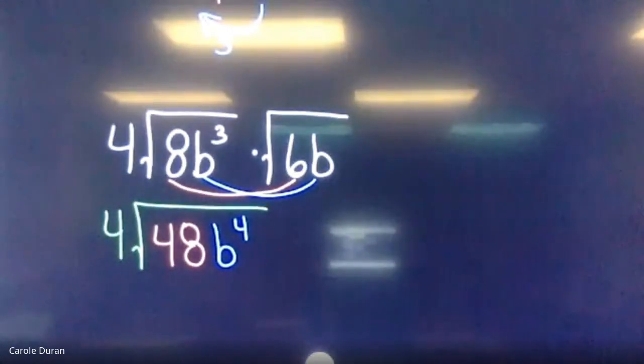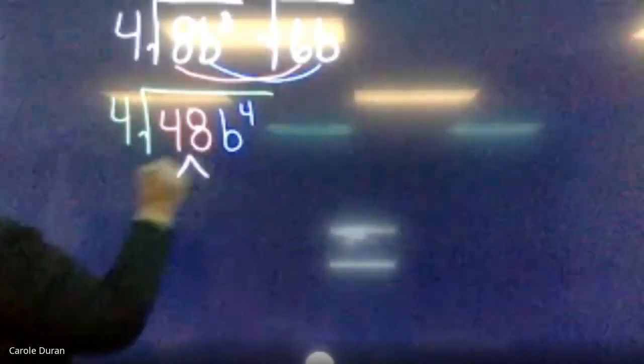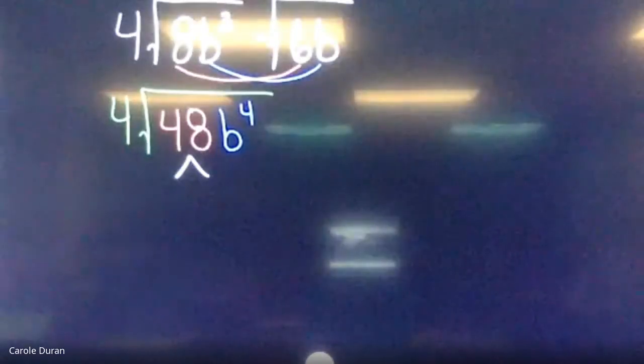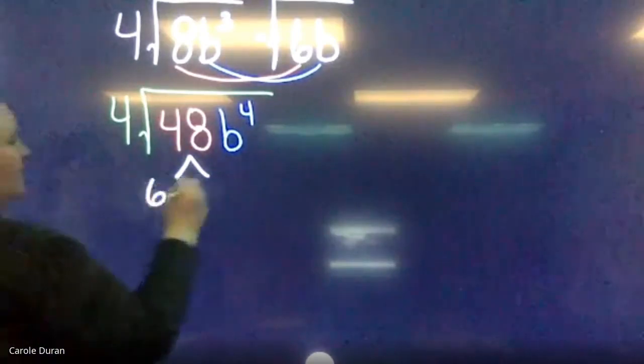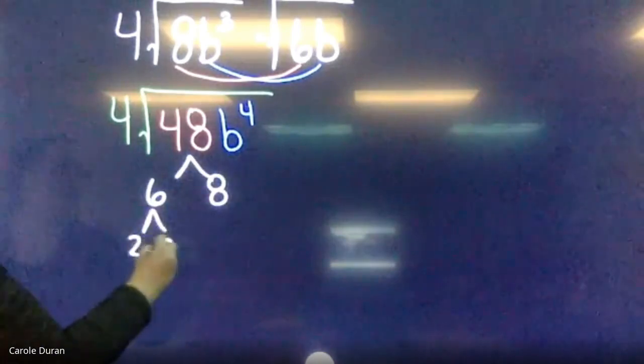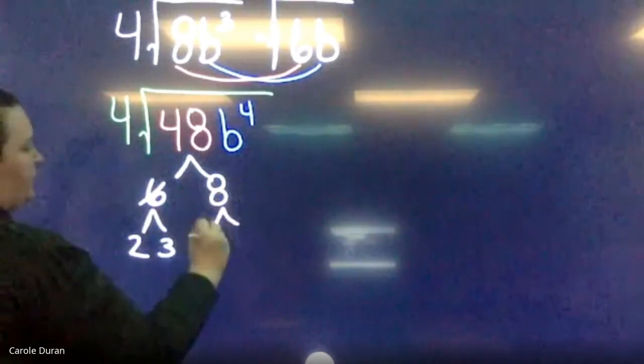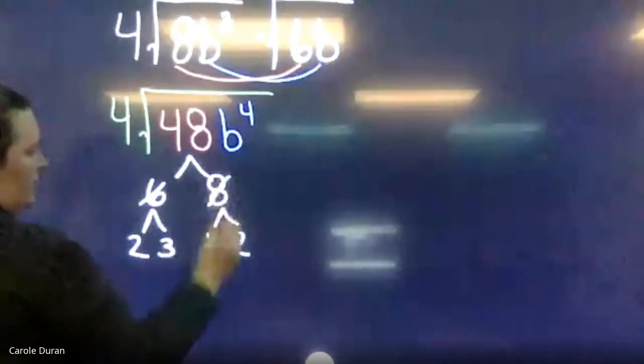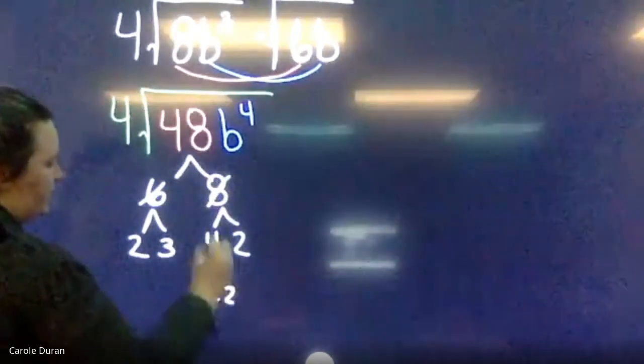Then from here, it's just reducing this by factor treeing and then breaking the variable down. So we're going to start with a factor tree. What multiplies together to get 48, Ariana? 8 and 6, super easy. Neither of those are prime, so they both break down. 6 breaks down into 2 and 3. 8 breaks down into 4 and 2. And then 4 breaks down into 2 and 2.